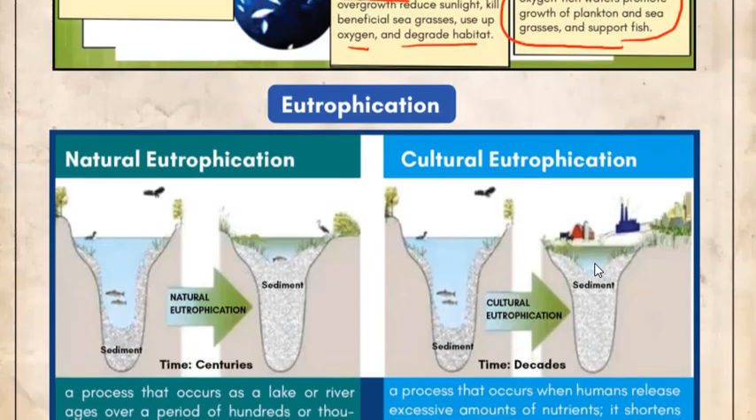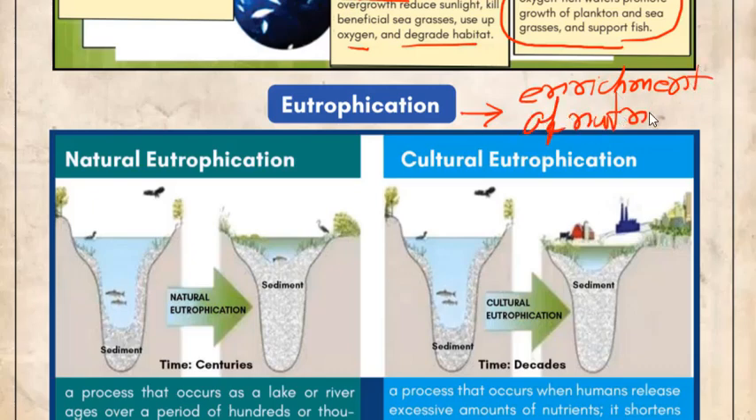Let's look into eutrophication. What is the basic definition of eutrophication? Eutrophication is actually enrichment of nutrients in the water bodies.